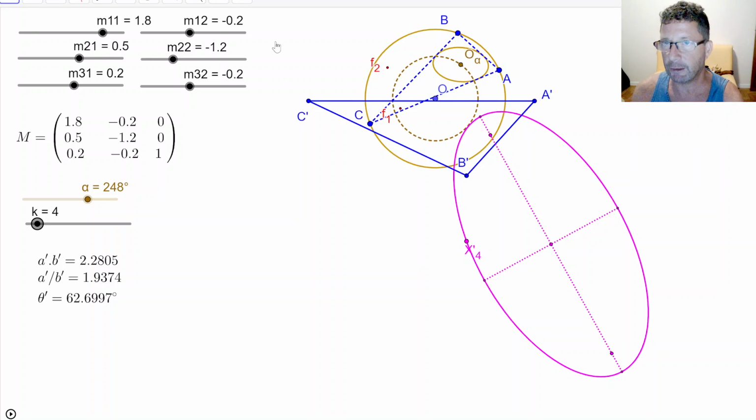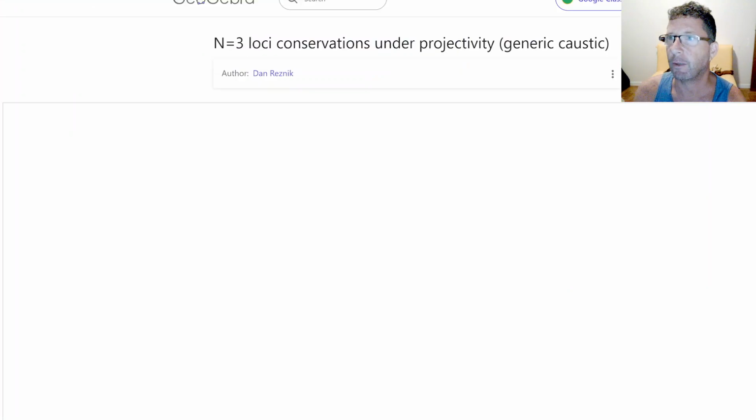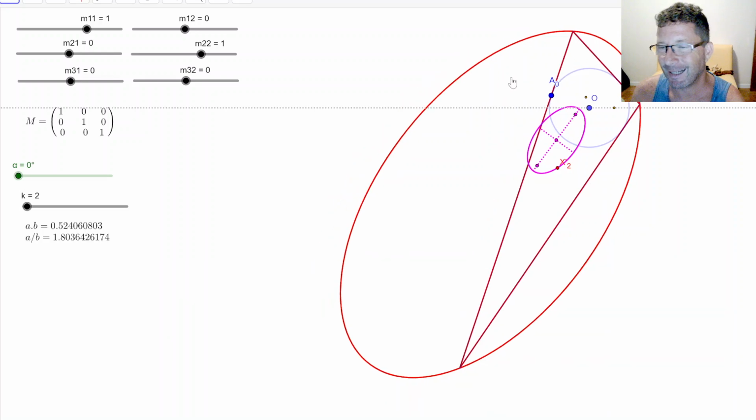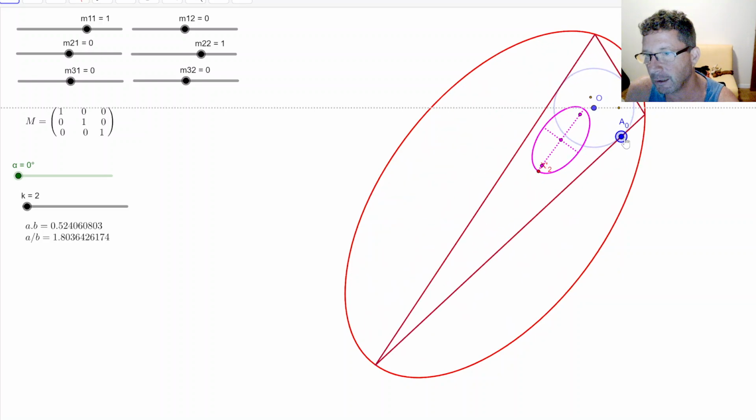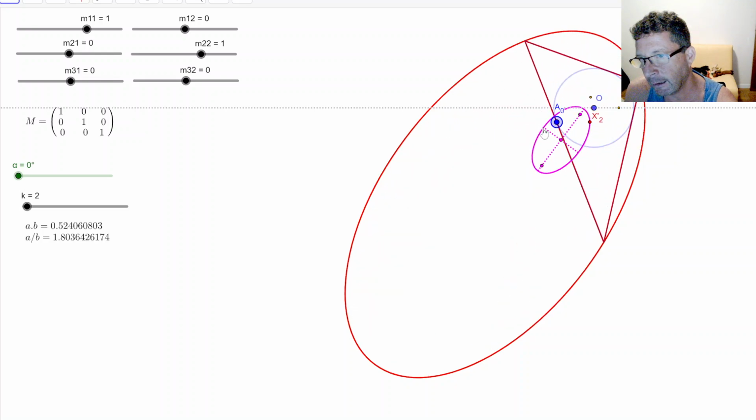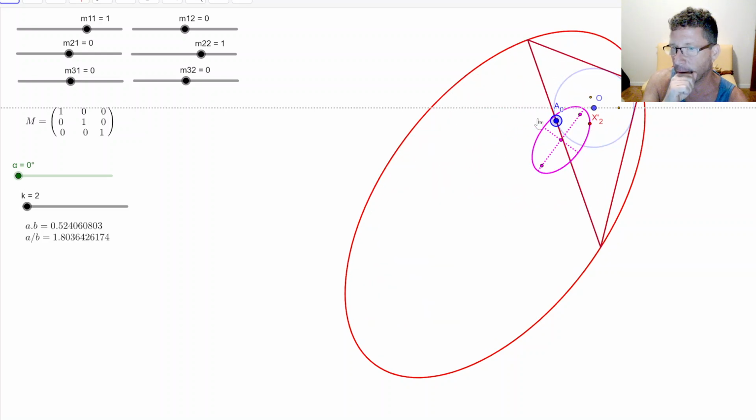Now, to assuage a piece of curiosity of mine, I wanted to try kind of the converse. Instead of ABC, now shown here as this red triangle, being inscribed in a circle and circumscribing a generic caustic, I wanted to know if there was an analog when ABC circumscribed a circular caustic and was inscribed in some generic ellipse. So ABC is a Ponceletian triangle family inscribed in an ellipse and circumscribing a circular caustic.